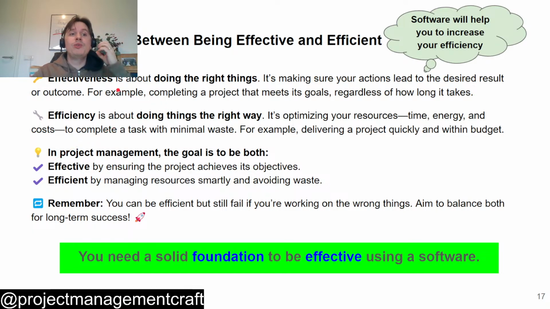But first you need to learn how to be effective. Because if you say, I know how to use a software, but you do not have the basics. And I'm going to tell you a story that, if you follow me on my Instagram, I also shared recently in my stories. At the beginning of my career, one of the projects I was working on was a big project.